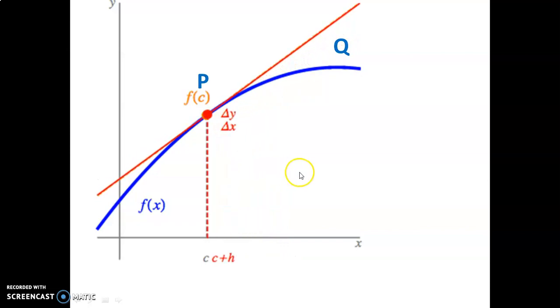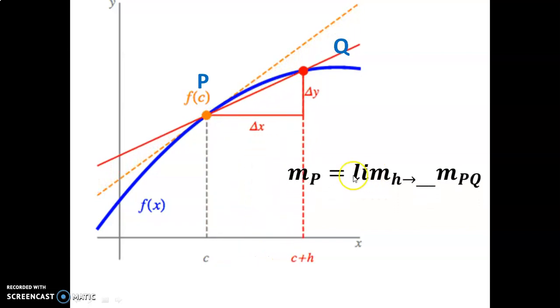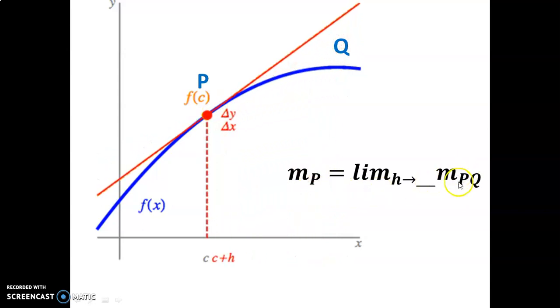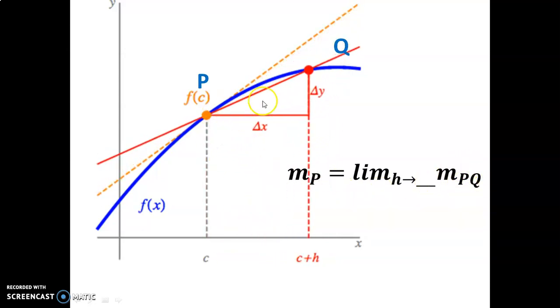So my last question for you is then, what is happening here? To find the slope at point P here, we can find the slope of PQ, okay, the slope of PQ. However, what are we doing to h?